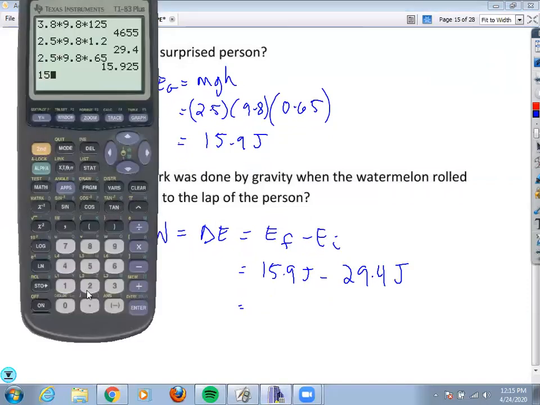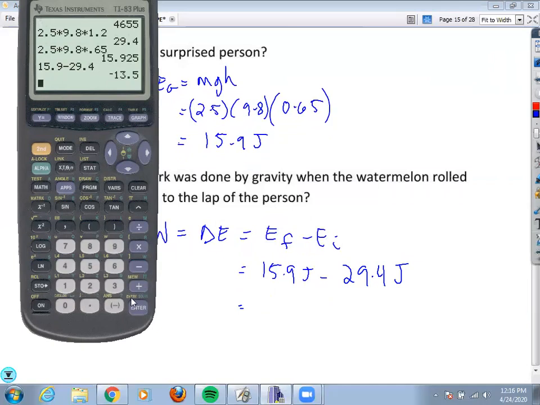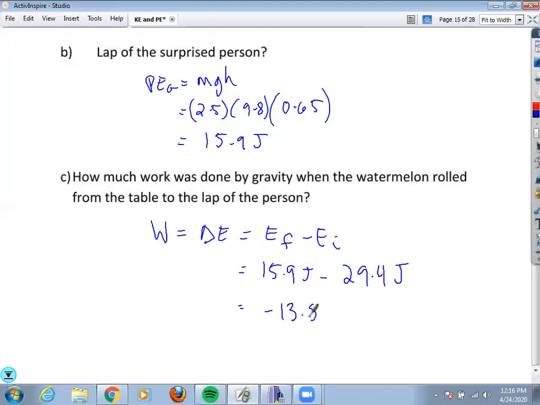So 15.9 minus 29.4 gives us negative 13.5 joules. Why was the energy negative? It's a negative energy change because energy was released from the system. That energy that was stored in the gravitational field became kinetic energy as it was falling from the counter to the lap of the person. So that watermelon lost 13.5 joules of potential energy.